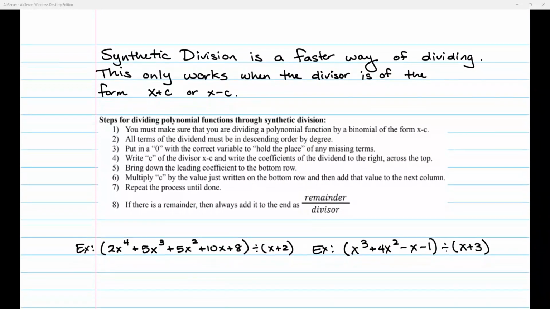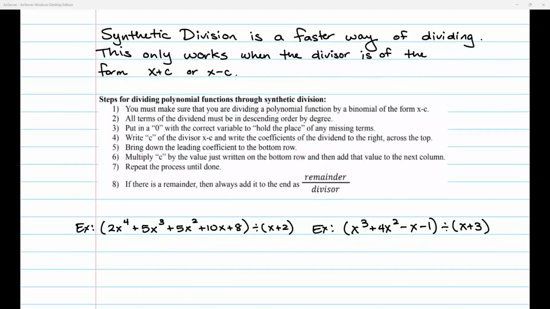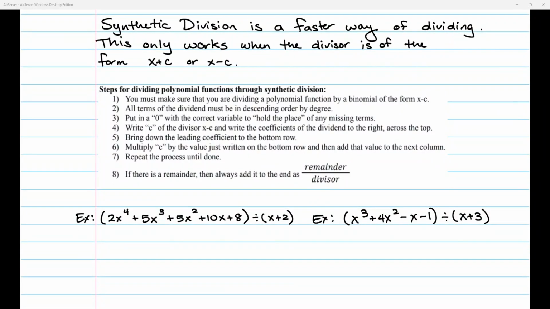Okay. So here are the steps for dividing polynomials using synthetic division. Number one, you must make sure that you are dividing a polynomial function by the form x minus c. They say x minus c. I'm telling you, you can get away with x plus c. You just got to make sure that you take the opposite number, okay? All terms of the dividend must be in descending order by degree. That's to say you need to have this in order, and make sure that you put a 0 in the correct variable to hold the place of any missing term.